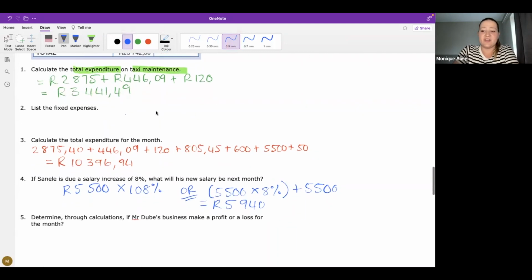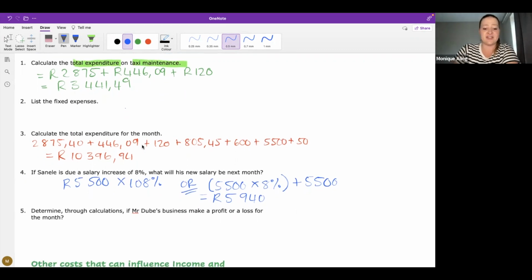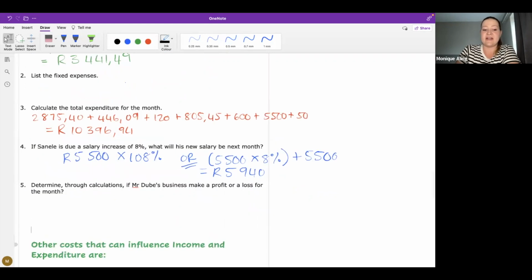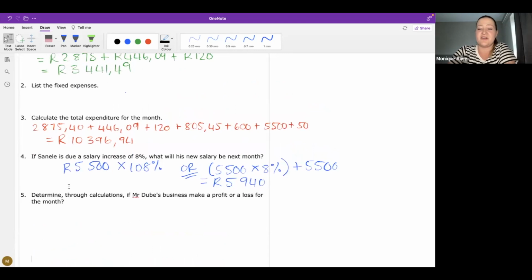Now, the big question. What we need to really ask ourselves at the end of every month as a business owner. Are we making a profit or a loss? That's the whole point of a business, is to make a profit, right? So question 5, determine through calculations if Mr. Dube's business makes a profit or a loss for the month. Okay, so just some working out. You should know some profit and loss formulas. So you need to decide which one you're going to use and then quickly calculate it and let me know your answers in about 2 minutes.